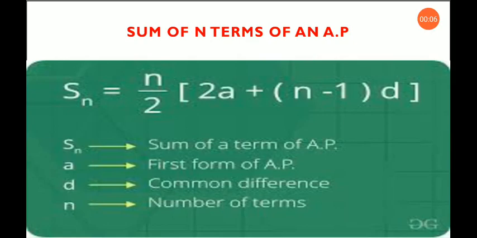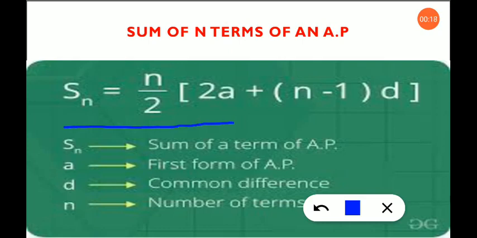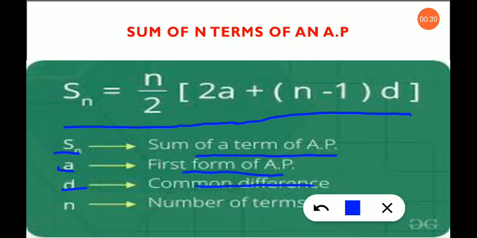Hello students, as we know, today we are learning about the sum of n terms of an AP, and we have learned that the formula is Sn = n/2 [2a + (n - 1)d], where Sn is the sum of n terms of the AP, a is the first term of the AP, d is the common difference, and n is the number of terms of an AP. Just now we have seen how we got this formula.